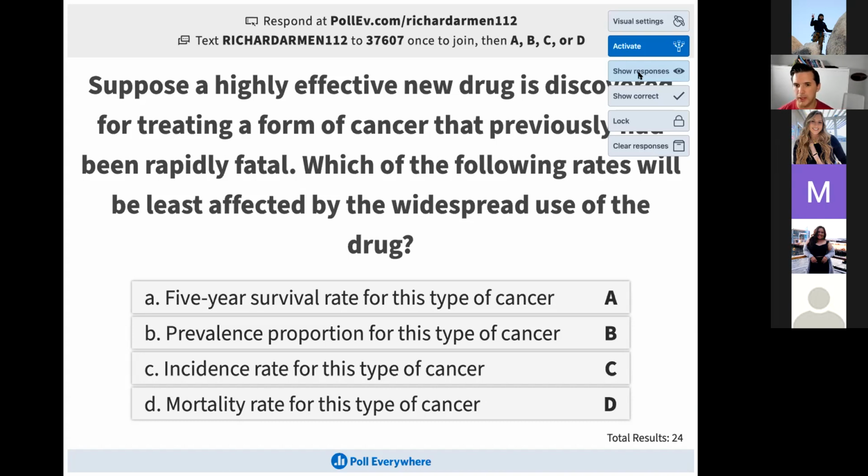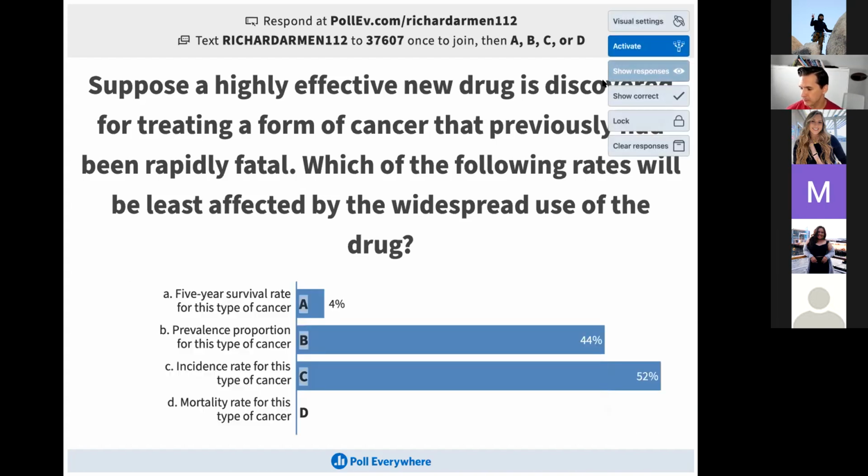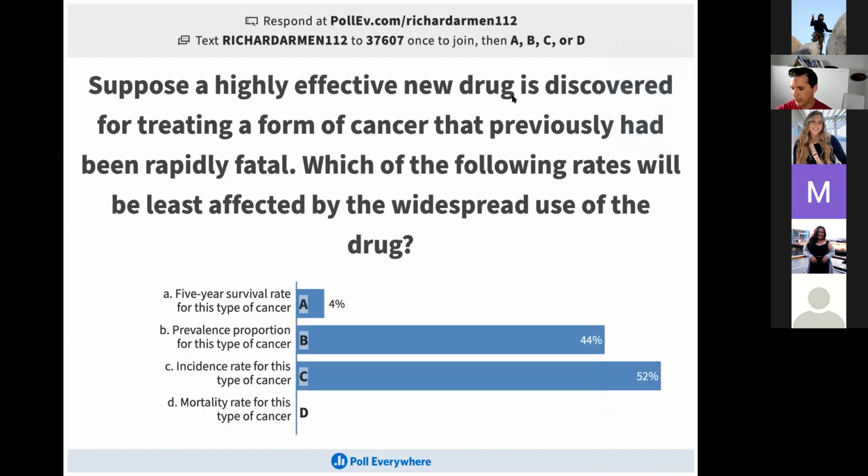All right, seeing 23 responses, so I'm going to go ahead and show the answers. So we are split. Where we're seeing prevalence, 5-year survival, prevalence, and incidence. So what does this scenario tell us? It tells us that there's a new drug, there was a rapidly fatal form of cancer, and this new drug treats it. So this is having you think about what things affect really incidence and prevalence of disease.